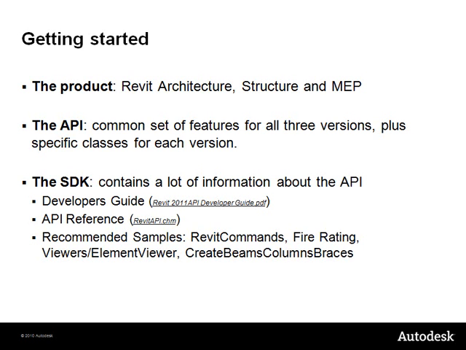The SDK, Software Development Kit, contains very interesting information. If you don't have it yet, I strongly recommend that you download it from www.autodesk.com/developer. Once you download it, you should definitely take a look at the Revit Developer's Guide, which is a book-style tutorial about the API. The API reference, which contains a list of all API classes available, and the samples folder, which contains several samples. We recommend that you look at the following samples: Revit Commands, Fire Rating, Viewers Element Viewer, Create Beams Columns Braces.